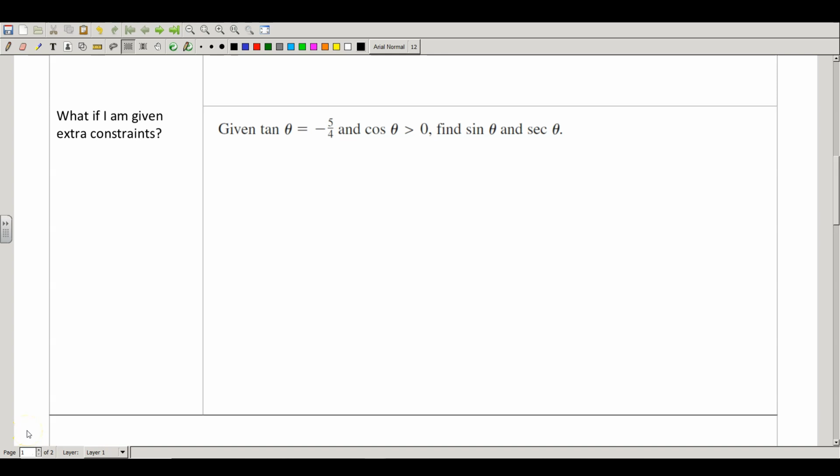All right, so I want to talk about how to solve a problem like this. I call these constraint trig questions. So, given that tangent theta is negative 5/4, and cosine of the angle is positive, find sine and find secant. This is just a variation of the types of questions that you did way back in 1.3.